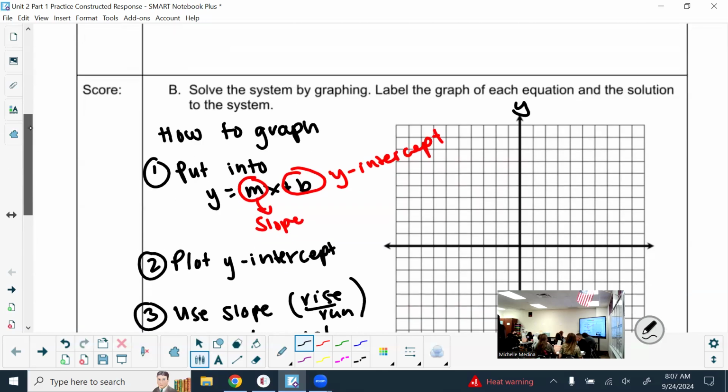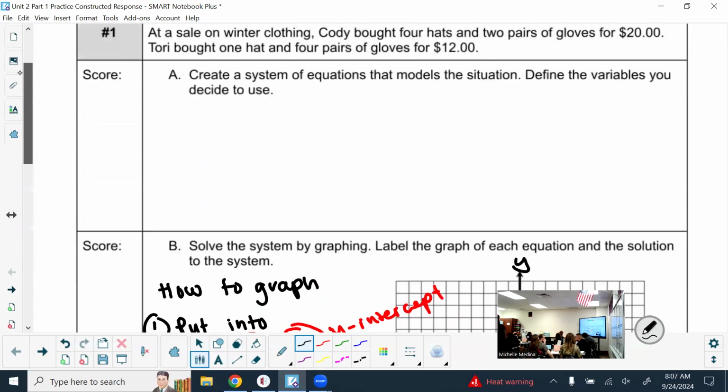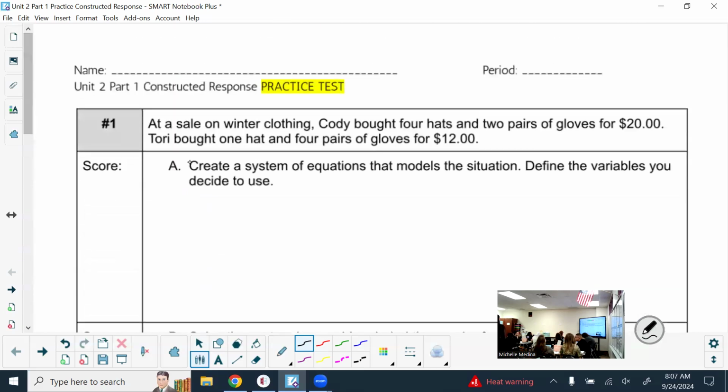Okay. I'll scroll back down, so don't worry. What's the equation for part A? What do you guys write for this situation? X plus 2. 1 plus 1 equals 2. Okay, great. So X being the cost of the hats, and Y being the cost of the gloves. I'm making sure that makes sense.